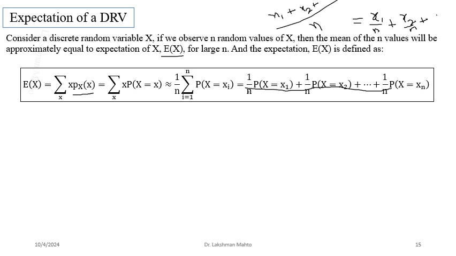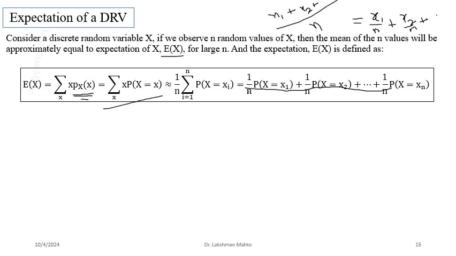So when n is approaching infinity, it becomes this summation. Here we have p of x, so 1 by n becomes p of x. So that weight is coming. It is a weighted sum, not a plain sum of x. It is a weighted sum of x, and the weight is provided by the probability of observing that value.